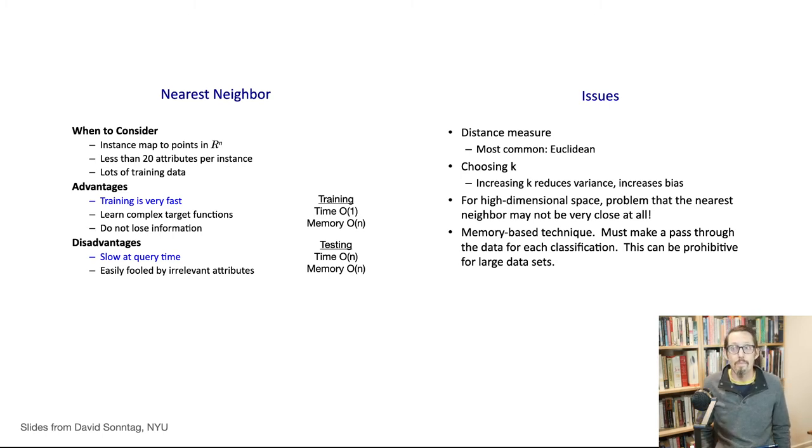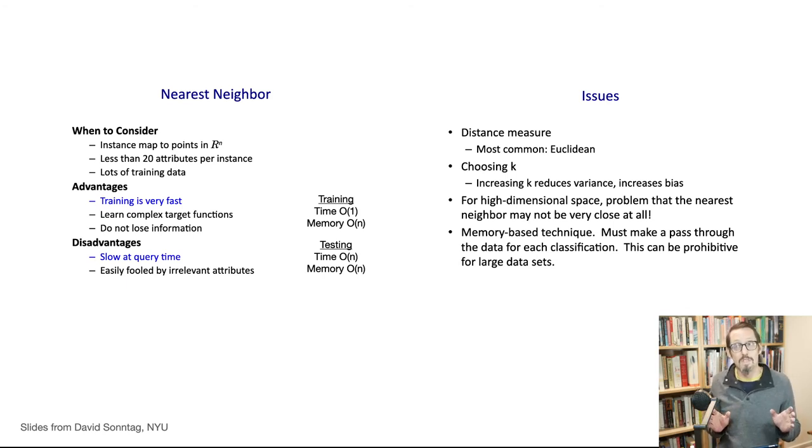All right. So to do nearest in the nearest neighbor, we have to have a conception of what is near and what is far. We have to have some measure of distance. Commonly, we end up using the Euclidean metric, the L2 norm.